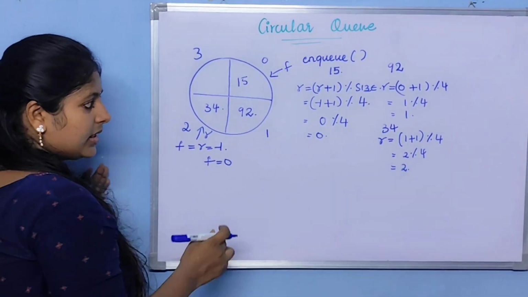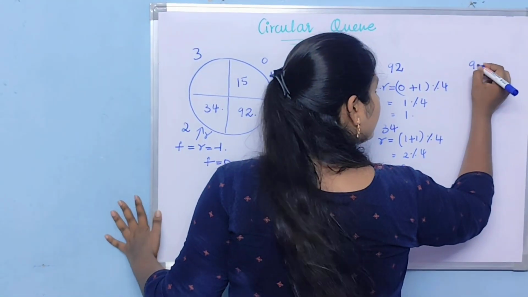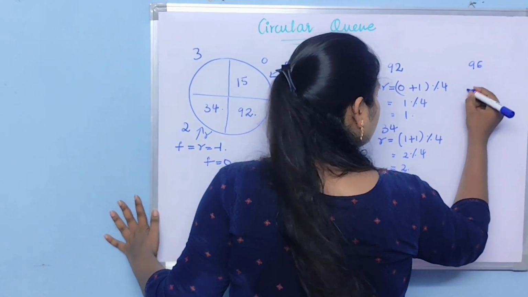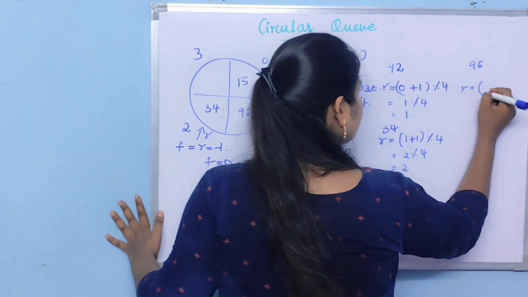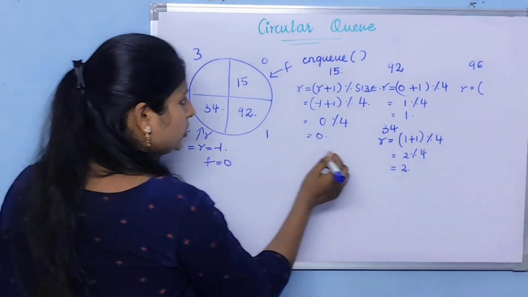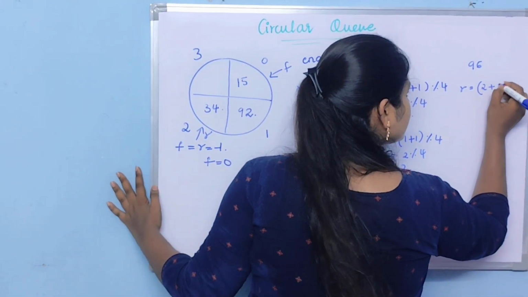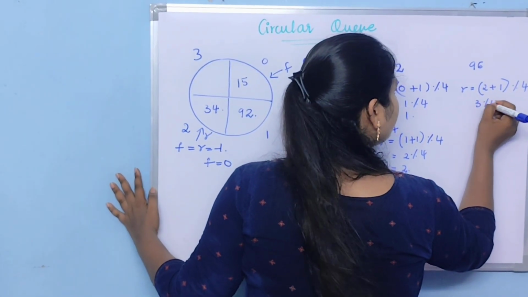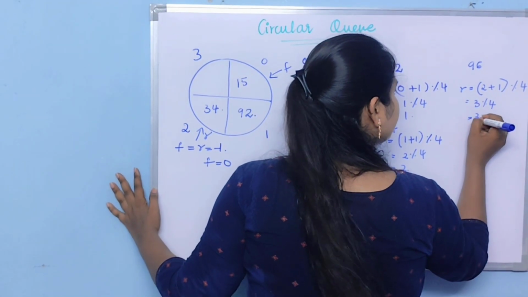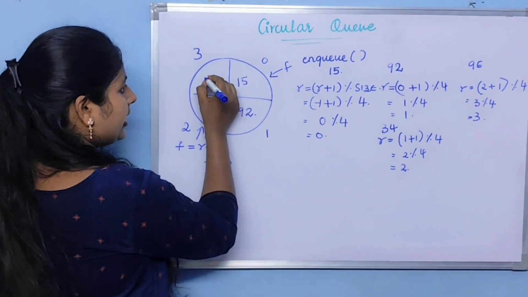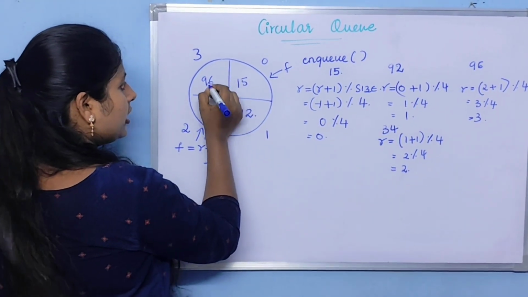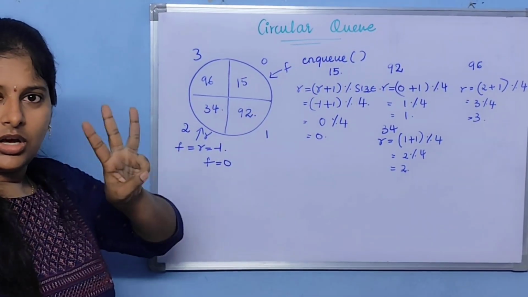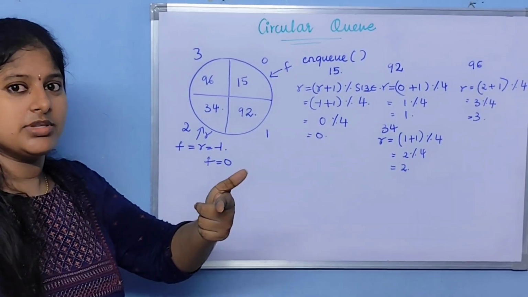Again, I try to add 96. So again, rear equals, what is my rear? 2 plus 1 mod 4, 3 mod 4 equals 3. Now the last element will be added at the third position. Now I'll try to insert one more element.